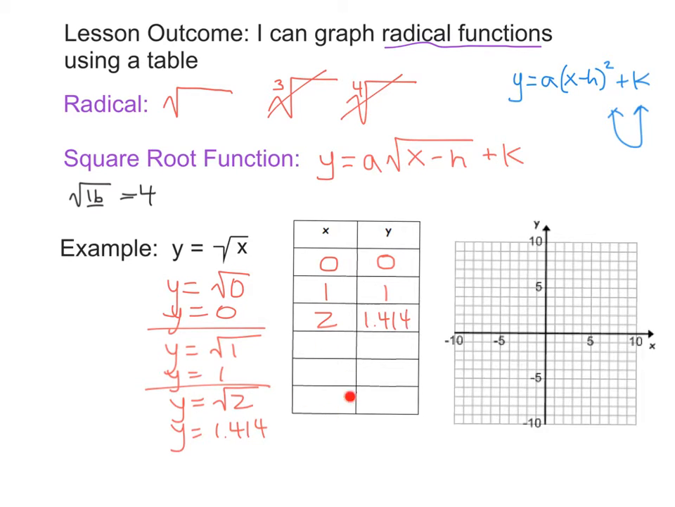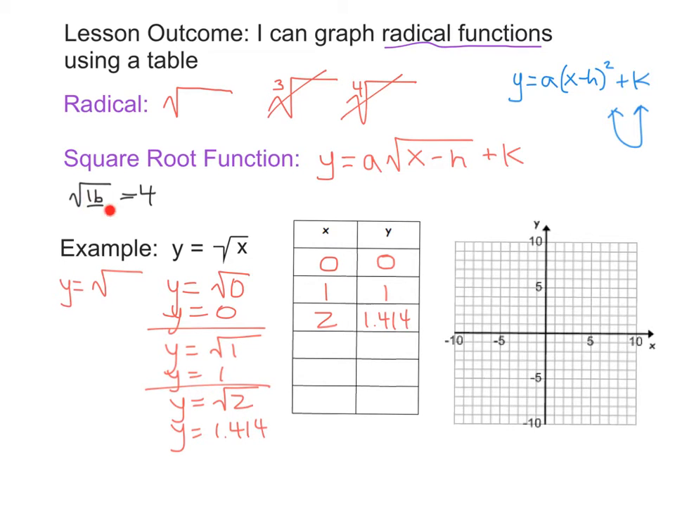But instead, what we might want to do for these remaining values here is pick better x values. A better number for x is a number that when we put it into a square root, we get a whole number output. In other words, what number can we square root and get a whole number answer?